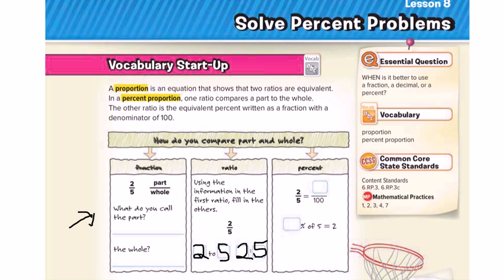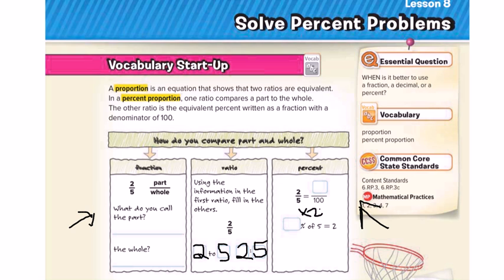Now, if I look at my box to the right, I'm going to connect this ratio to a percent. So 2 out of 5, or 2/5, is equal to what percent out of 100? So we know that a percentage is another way to show a part compared to a whole. 100 is always my whole part of the percentage, and the numerator is always going to show the part, the percentage part.